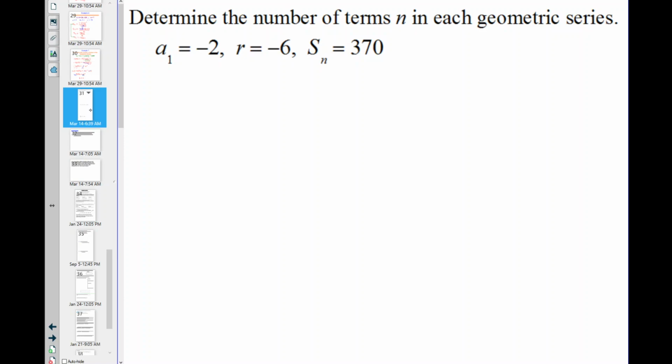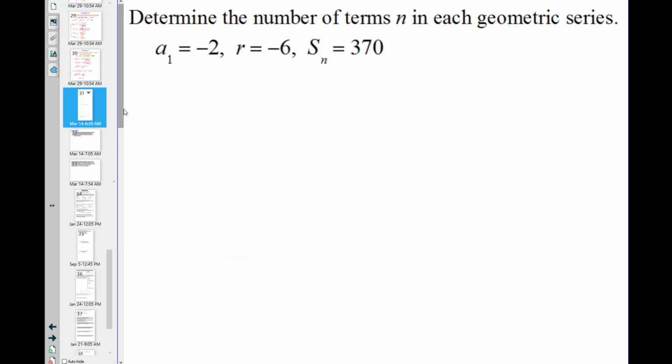Same thing here, determine n. I was going to let you do this one together, but I decided against it because of the ratio. I'll let you do, I think there's one down here where we can do. Yeah. Let's do this one together. Okay. Again, in all of these, we're looking for n.